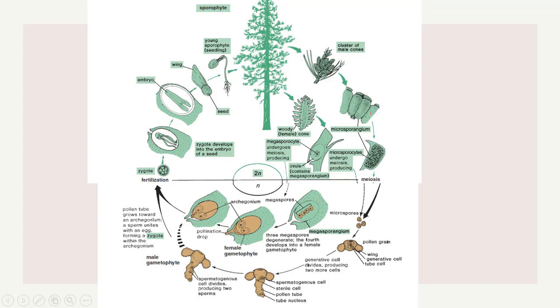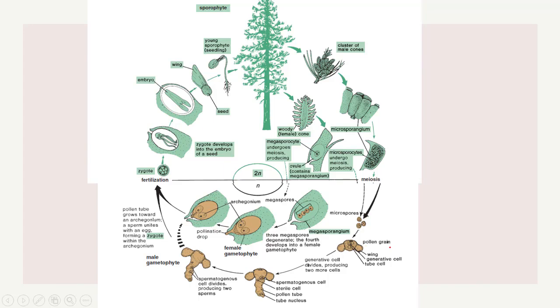Microsporangium is a box or a space for spores. Why is it micro? Because the size is smaller. Inside this microsporangium, there are so many microsporocytes, and each microsporocyte will undergo meiosis to produce what we call a microspore. And the microspore will develop again into what we call a pollen grain.